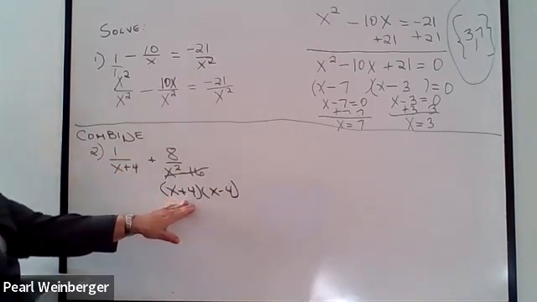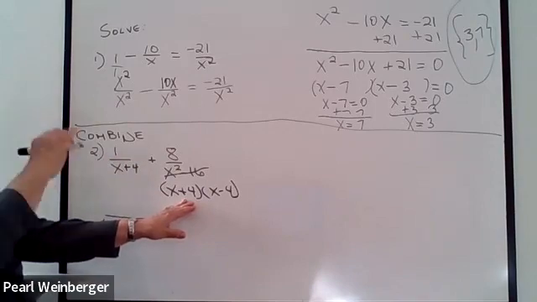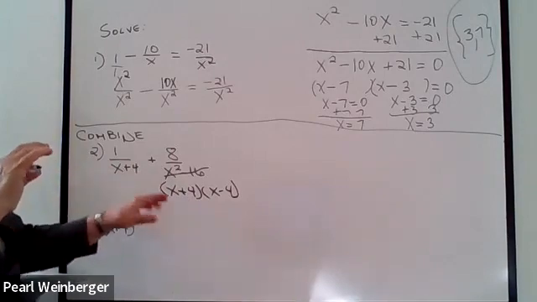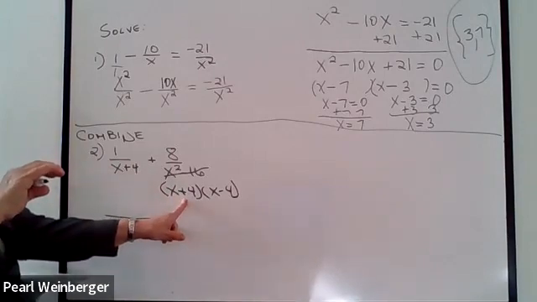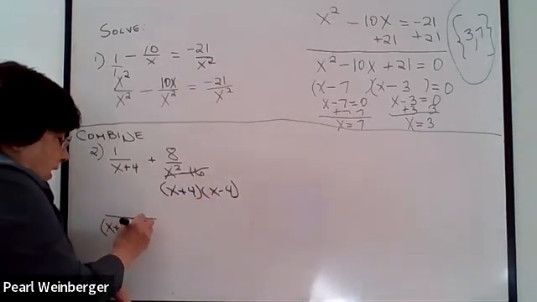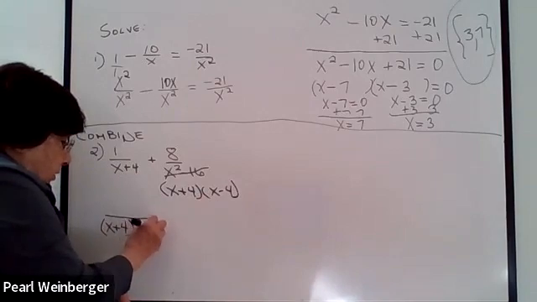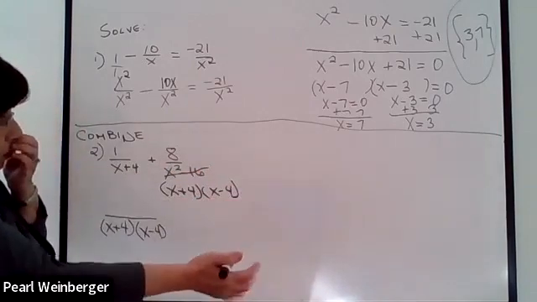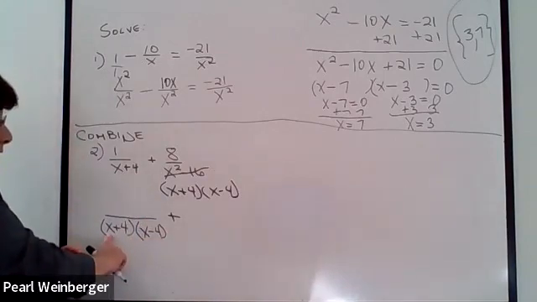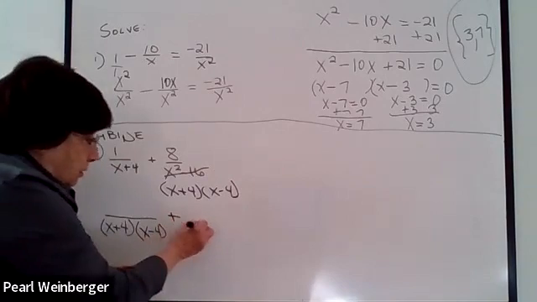Then go to the second fraction. Now notice, I'm going to start putting in additional things, depending on whether I already have it or not. I already have the x plus 4, so I don't have to put that in. But I don't have the x minus 4, so I have to include that as part of my common denominator. Now, there's nothing more to do. So my least common denominator, my LCD, is x plus 4 times x minus 4.